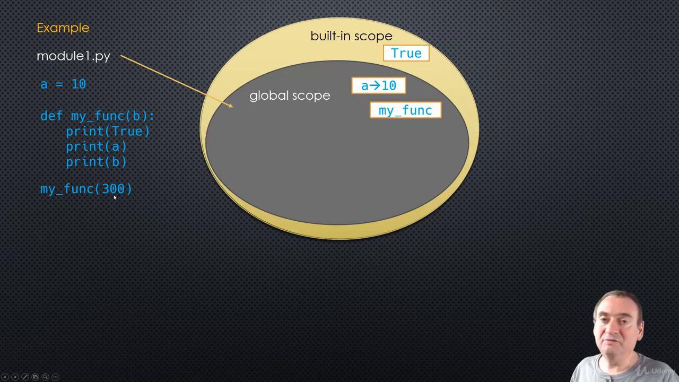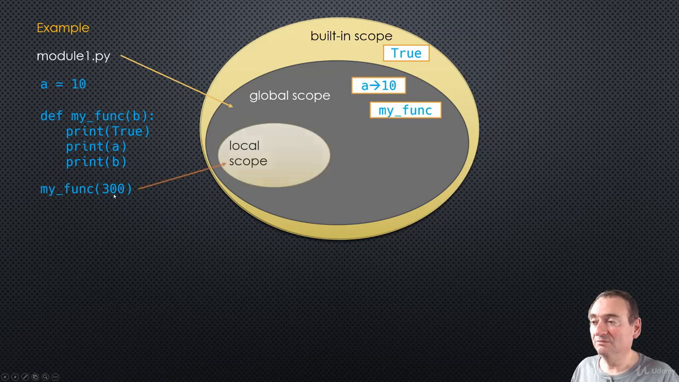So now when we call myfunc of 300, what happens? Well, now we're calling the function, so the local scope is created. We've passed 300 as an argument to myfunc. So now Python says, okay, now I'm assigning 300 to B. It's an assignment, right? So it creates B and binds it to the object 300 in the local namespace.